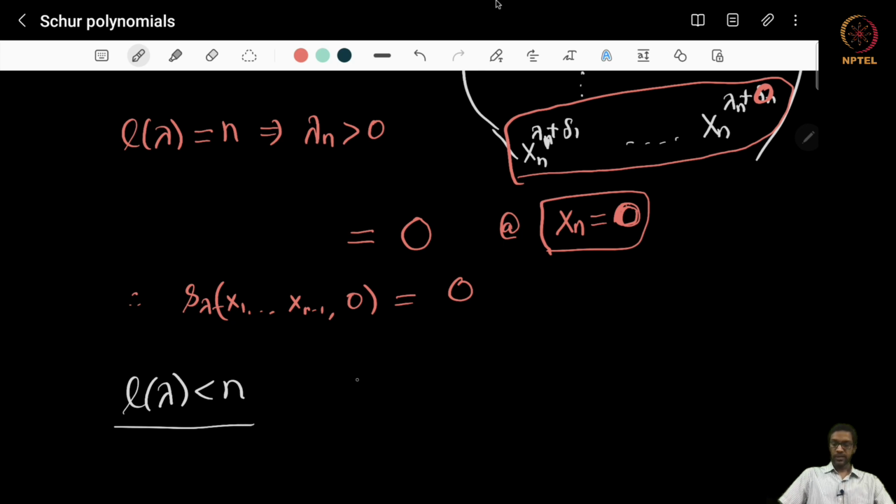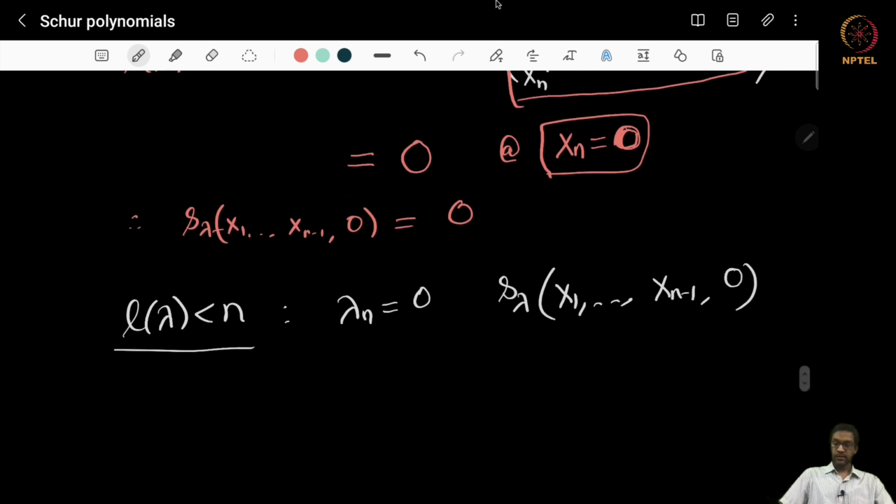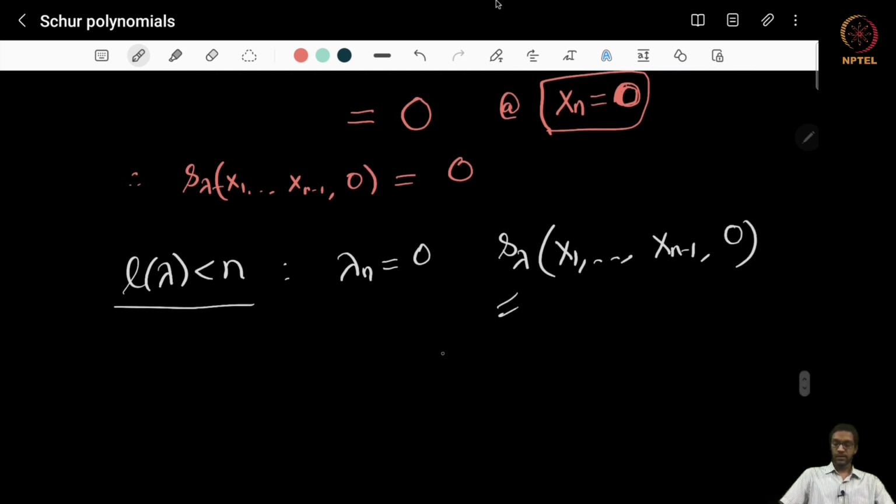Now what does that mean? If the length of lambda is less than n, then it means that lambda n is 0. And now just look again at the same thing. Look at the Schur function S lambda at x1, x2, through xn minus 1 and then set a 0 in the last component. Now see what this becomes. Again the same computation, a lambda plus delta divided by a delta.